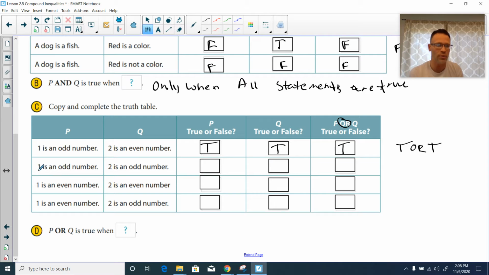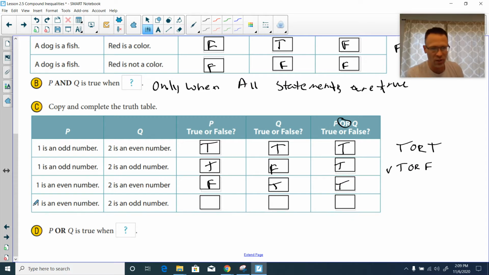All right, individual statements. 1 is an odd number. True. 2 is an odd number. Nope. False. So now I'm comparing a true statement with a false statement using the word or. And because one of them is true, the whole thing is true. Same thing's going to happen here. 1's an even number. That's false. 2 is an even number. That's true. And so for the same reason up here, we can say that this is still true.